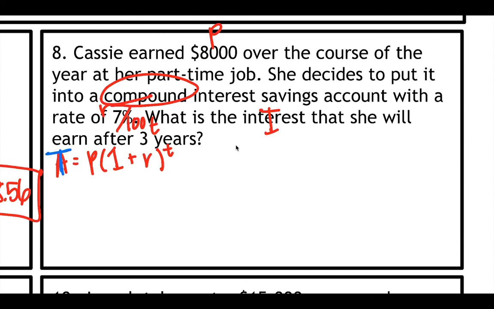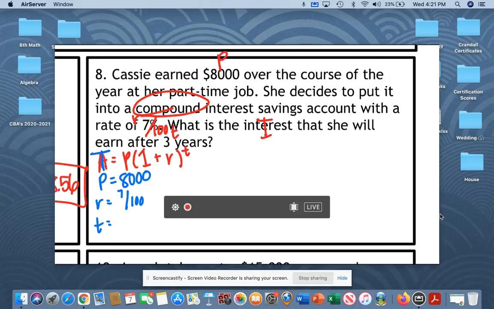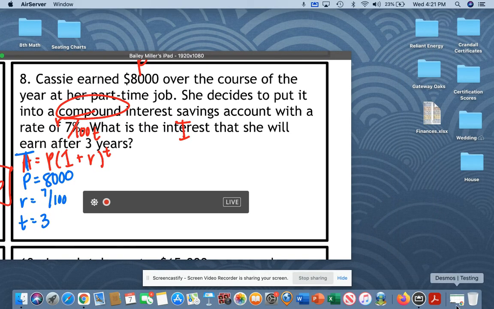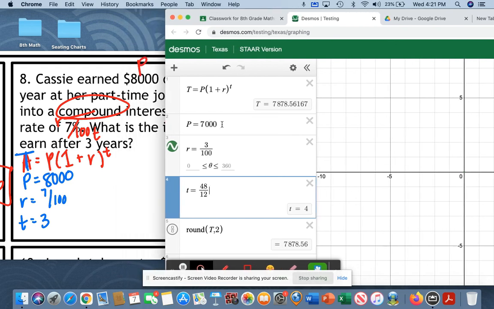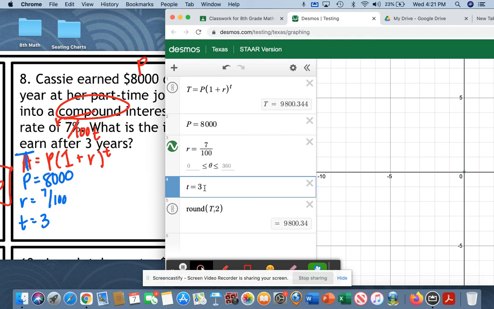Okay, P is $8,000. R is 7 over 100. And T is 3. I only have to divide by 12 if it's months. That's 36 months, just so you know. We don't care though because we went in years. Okay, 7, 36 months, 3.